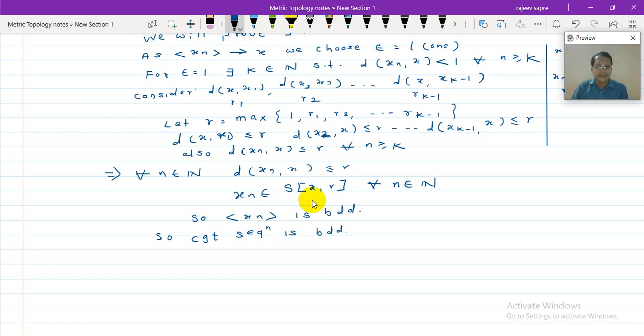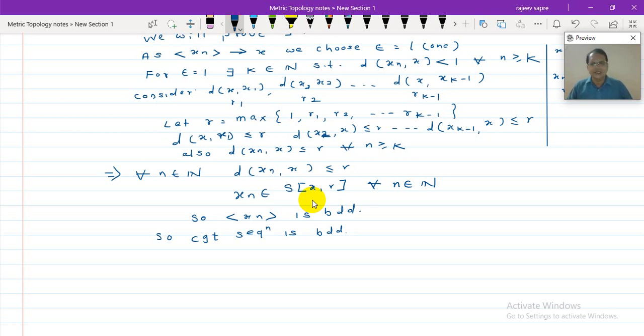What we can do here is, instead of saying r is equal to maximum, you can take r greater than some value, or you can calculate r as the maximum of all these. Or you can take r dash. Suppose r dash is the maximum of r1 up to r_{k-1}, then you can write r is equal to r dash plus 1, and then this will be less than r, and then this will be an open sphere and all that. But anyway, what we have proved is every convergent sequence is bounded.